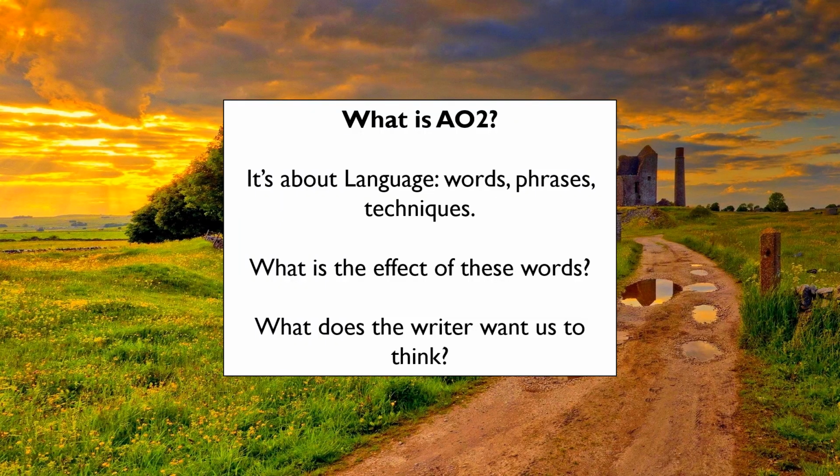Firstly, what is AO2? So AO2 is language. We're writing about words, phrases, techniques. So this means similes, metaphors, personifications, zoomorphism, verbs, nouns, adjectives, lexical choices, all of that. You get marked for commenting on the effect of these words, just like you do with AO1.